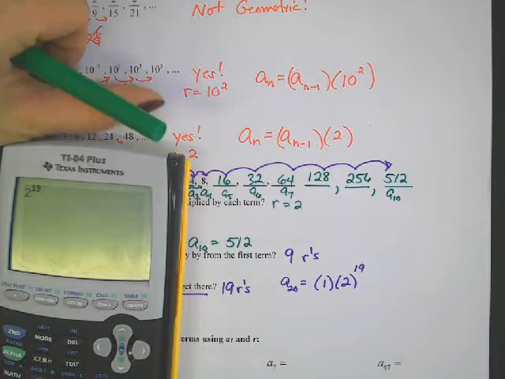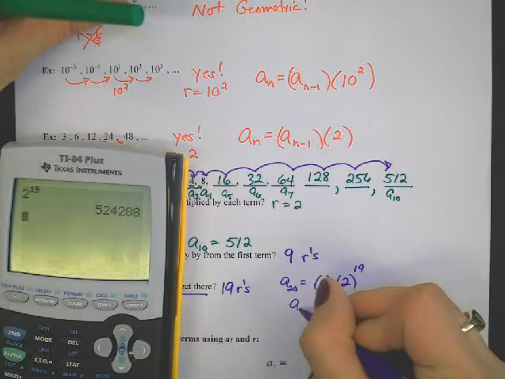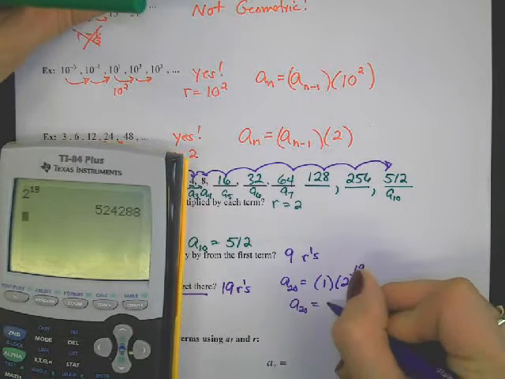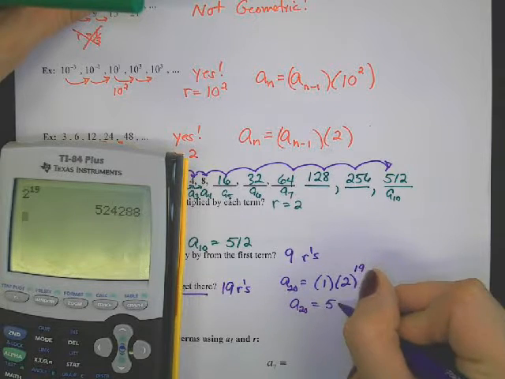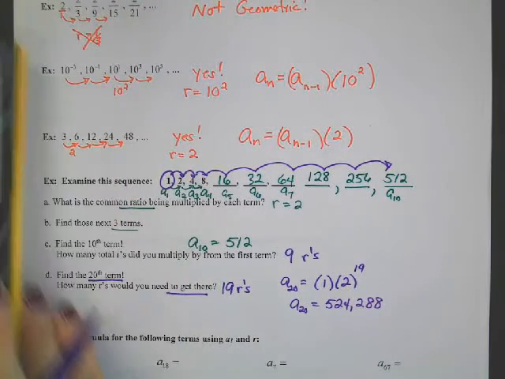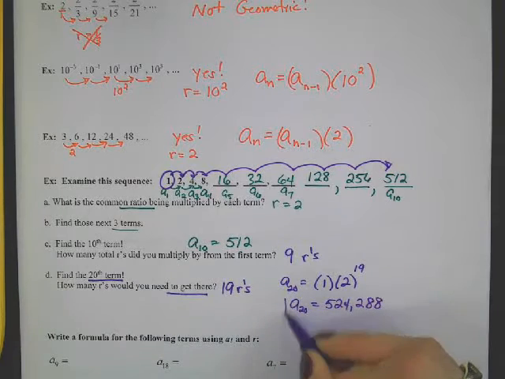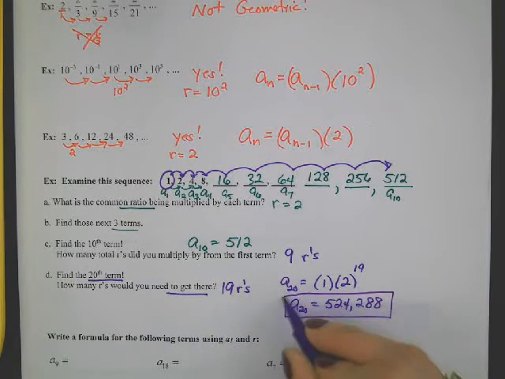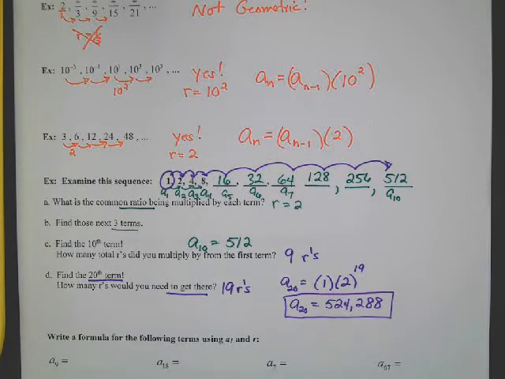And 2 to the 19th power is... A sub 20 is, wow, 524,288 is the 20th term. Okay? So let's practice that technique a little bit here.